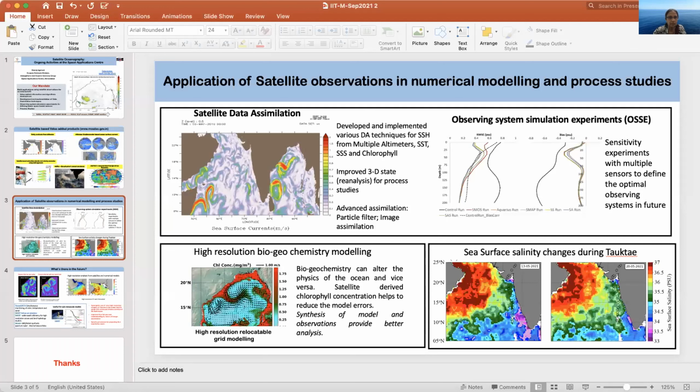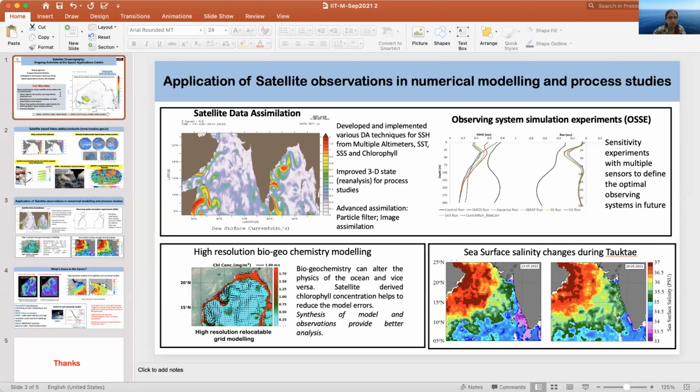Hello, everyone. First of all, I would like to thank Mani for giving me this opportunity to present some glimpses of what we do at the Space Applications Centre under the theme of satellite oceanography.